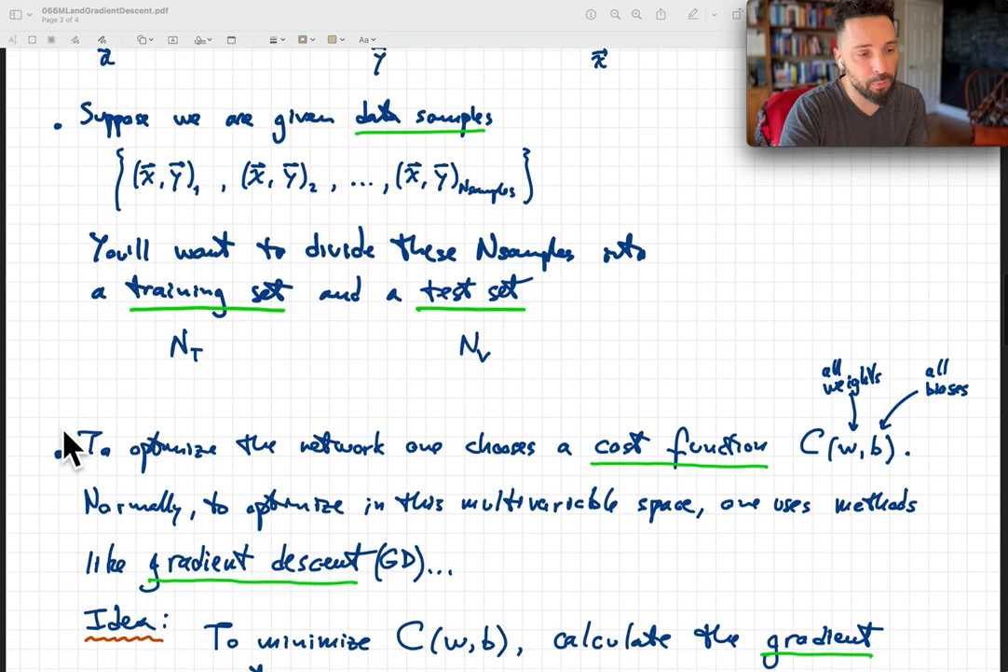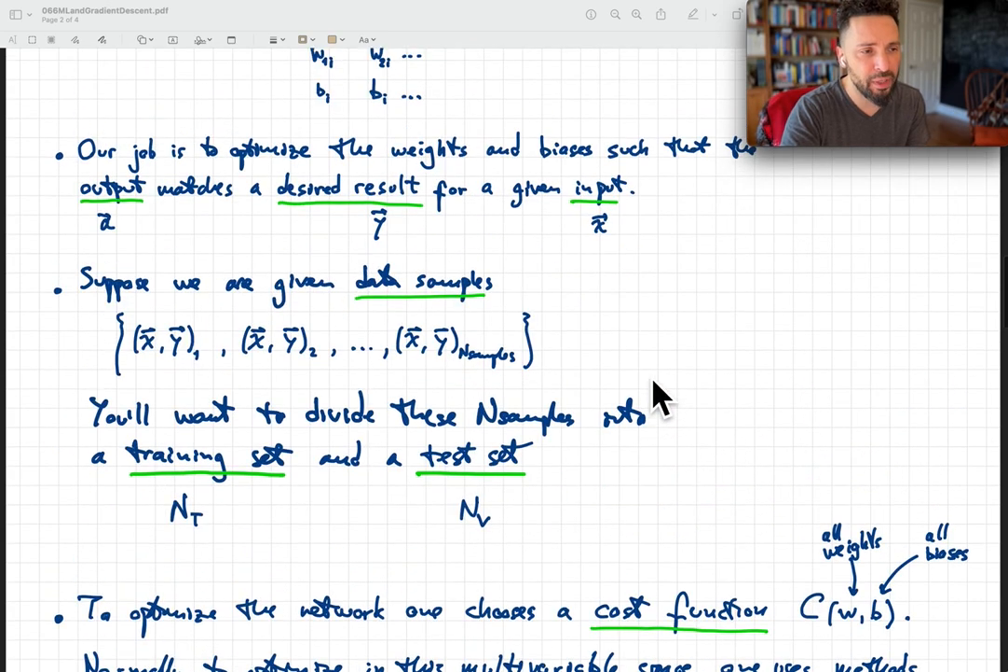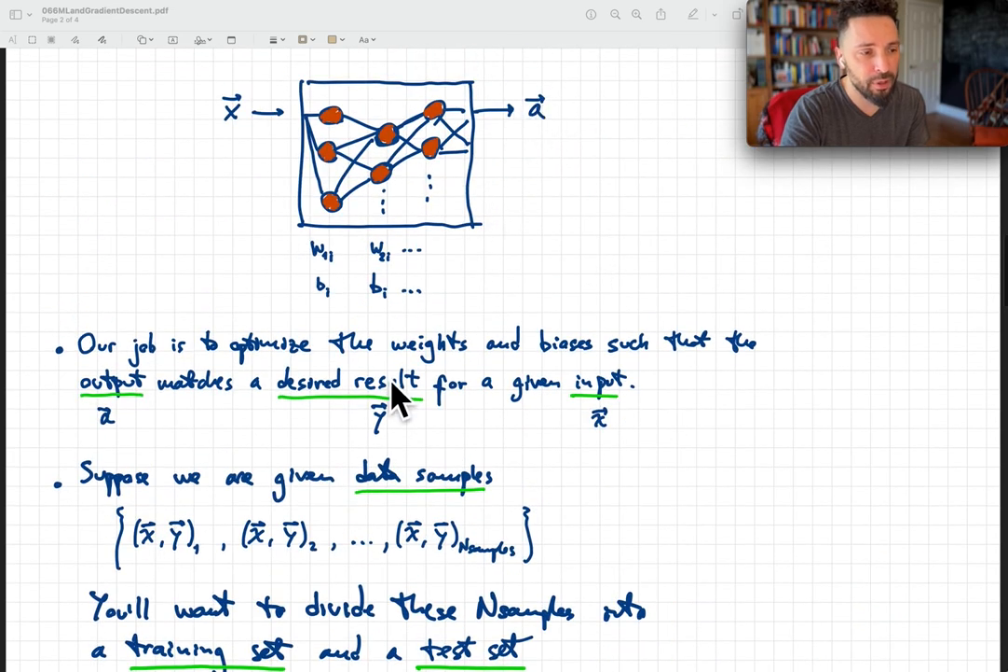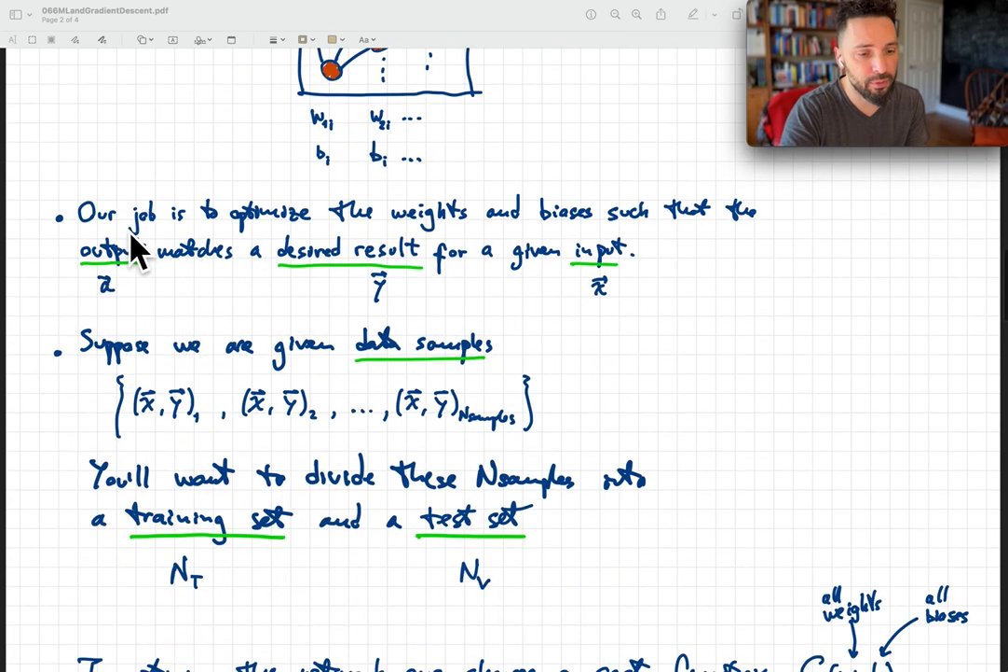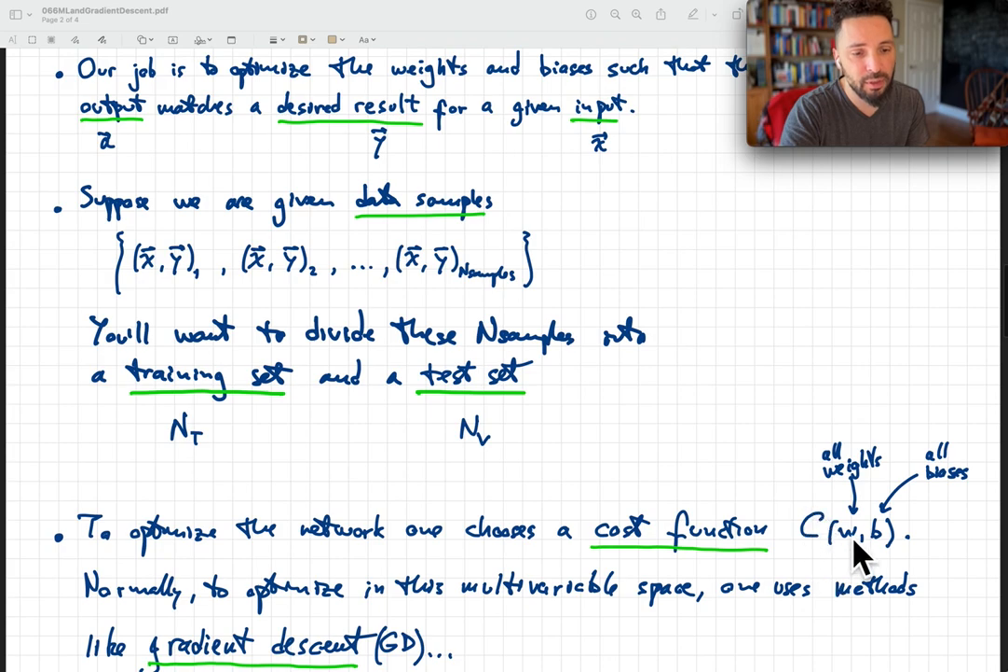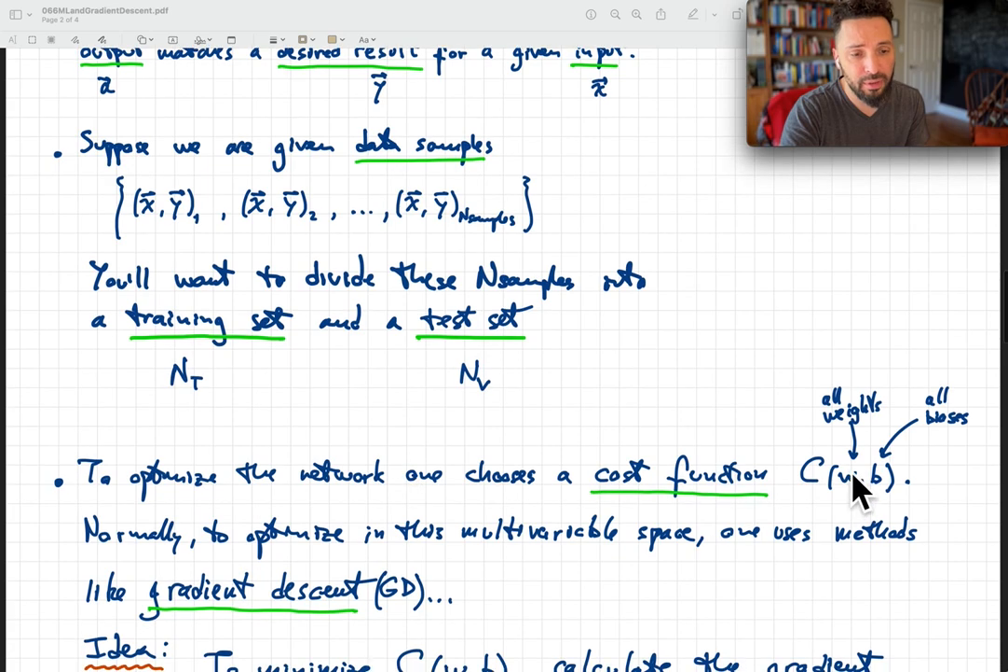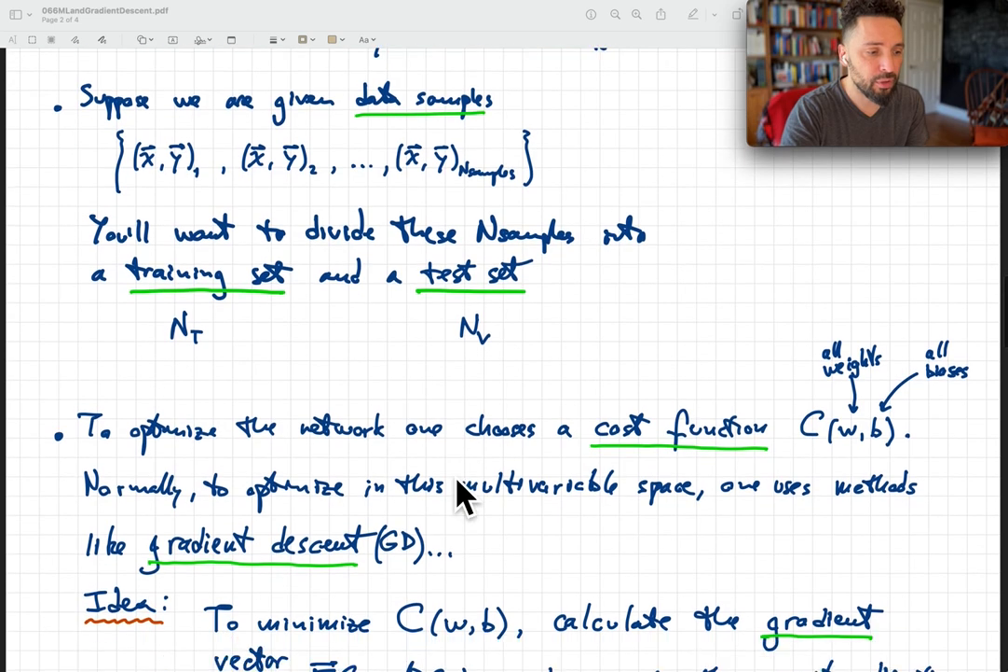To optimize this network, we need to choose a cost function, which is going to encode, if you want, the cost of making a mistake. Whenever we get the wrong answer, that is not the desired result Y for a given input, we have to associate a cost with that, and we want to minimize that cost. We're going to call that cost function C, which depends on W and B, so all the weights and all the biases. I'm going to leave it at W and B, but of course W will have indices associated with the layer and with the neuron, and B will have indices associated with the layer and the neuron as well.